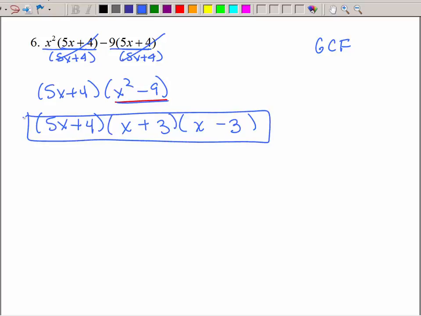And notice I'm going line by line. Do not put all of this on one line of notebook paper. Do one step per line. It makes it much more organized that way.